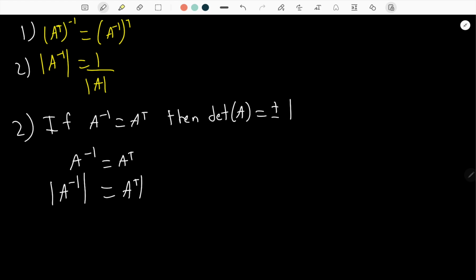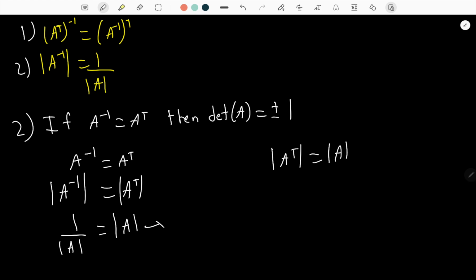So we get this, and as you know from the second rule here, the determinant of A inverse is equal to 1 over the determinant of A. And we get 1 over determinant of A is equal to the determinant of A transpose. Oh yeah, one more thing I forgot to mention is that the determinant of A is also the same as the determinant of A transpose. This is just a rule you have to remember because it's logical also. So that's it. Or you know what, I'll just leave it there.